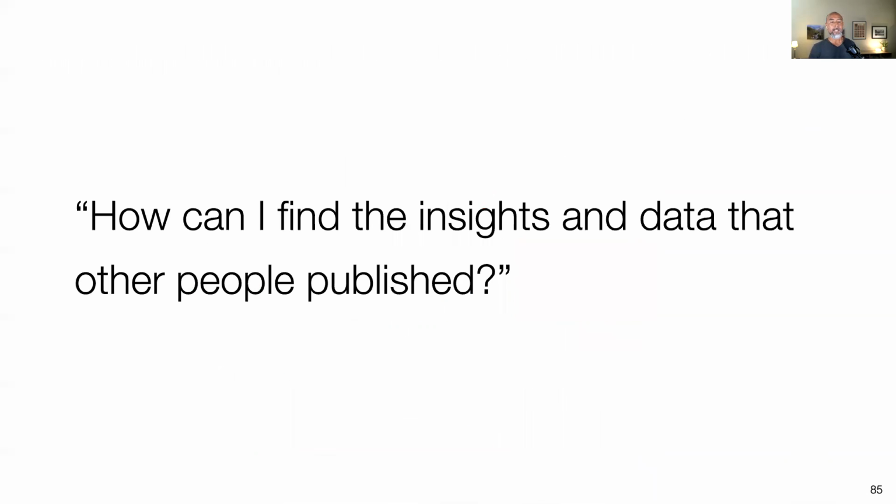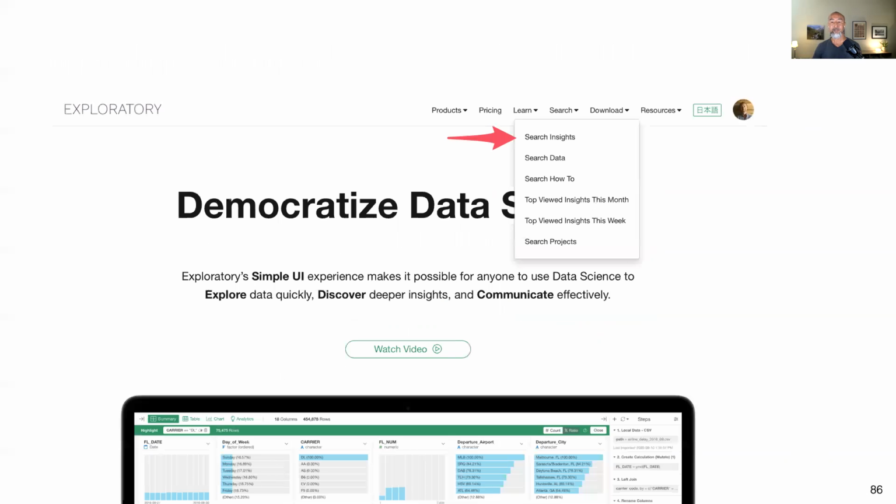Okay. So how can I find the insights and data that other people publish? This is not necessarily what other people shared with you, but what other people published to our server, Exploratory Server. Exploratory Server is basically the cloud, right? So a lot of people are using it, and some people might be publishing some kind of interesting data. How can you find it? Well, you go to search on our website. You go to search and search insights or search data.